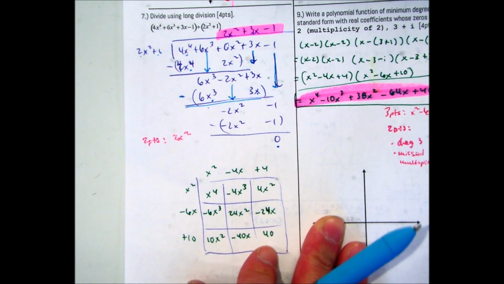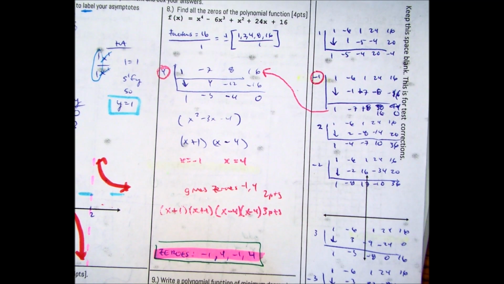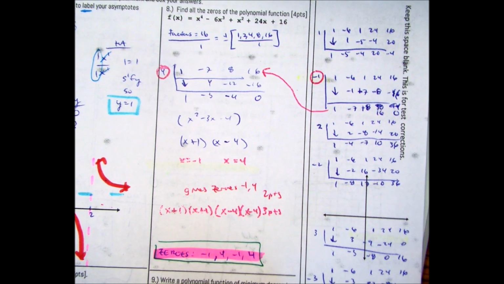Question number 8. The worst thing on your group quiz is if someone has it all correct and the person I graded got it marked off.